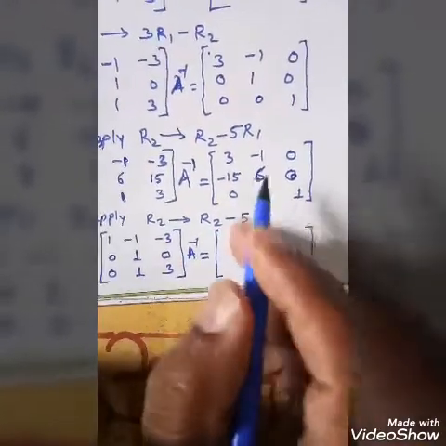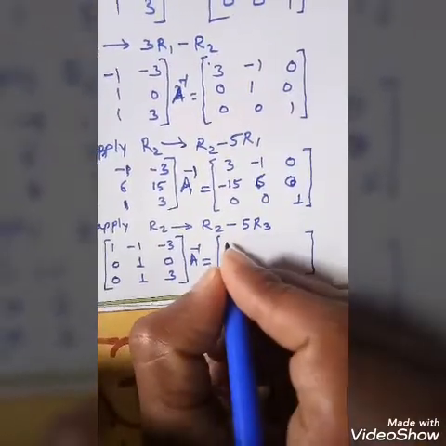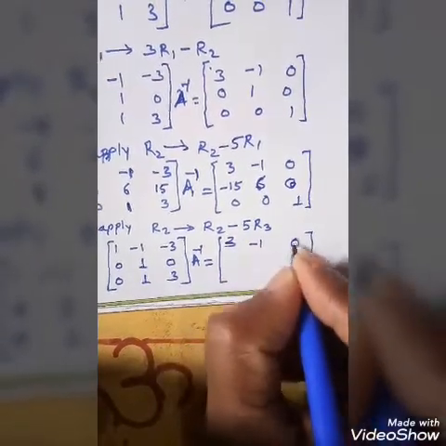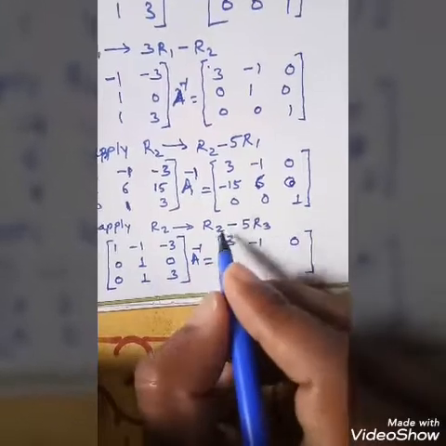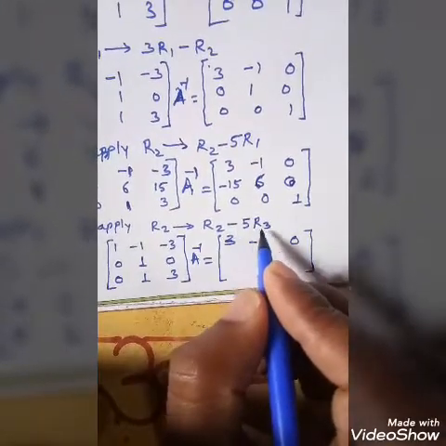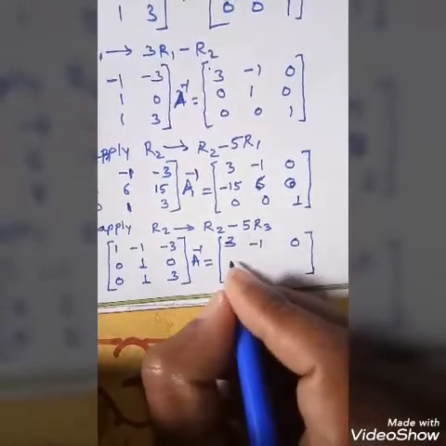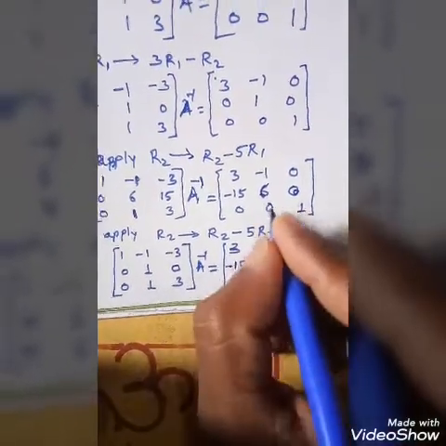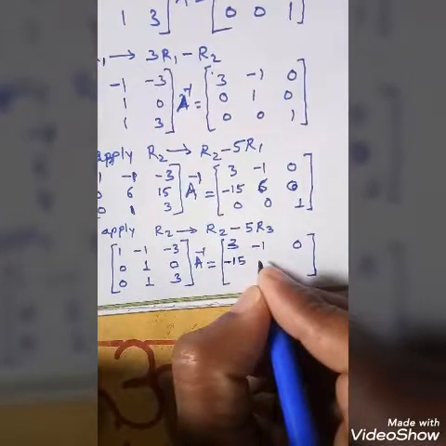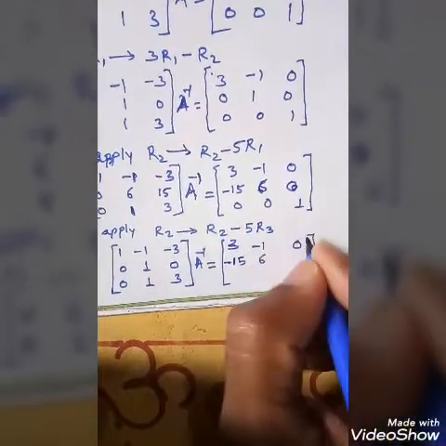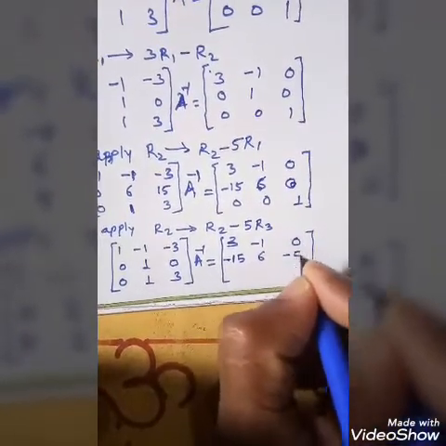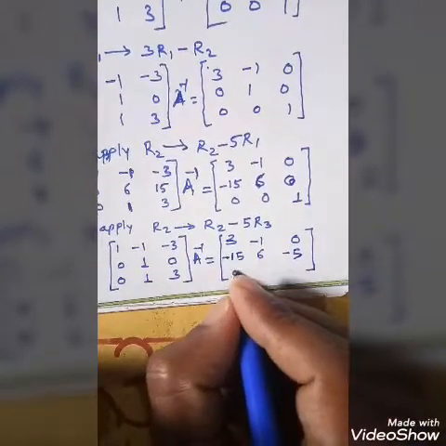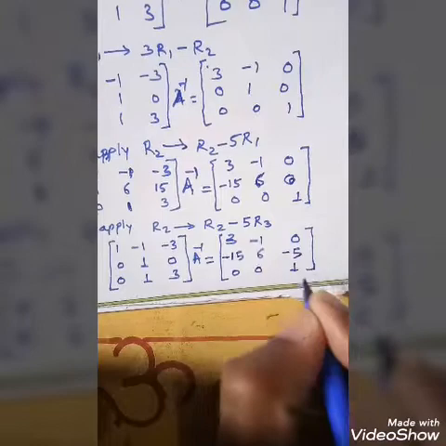The same operation performed on right hand side matrix. First row as it is 3 minus 1 0. Second row operation R2 minus 5R3. Minus 15 plus 0 minus 15. 6 minus 0 6, and 0 minus 5 minus 5. Third row again as it is. Third row 0 0 1.